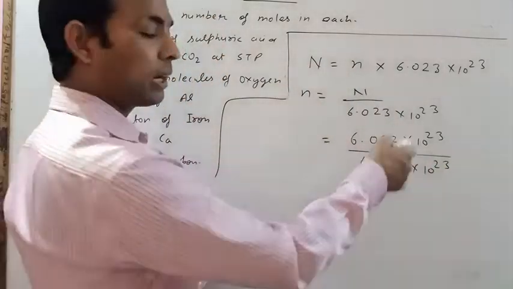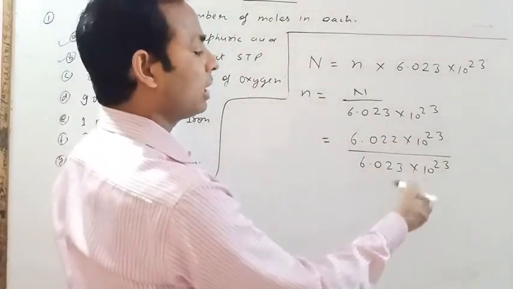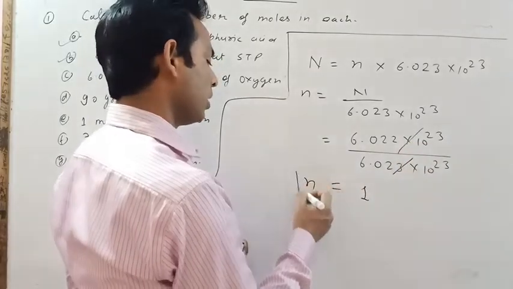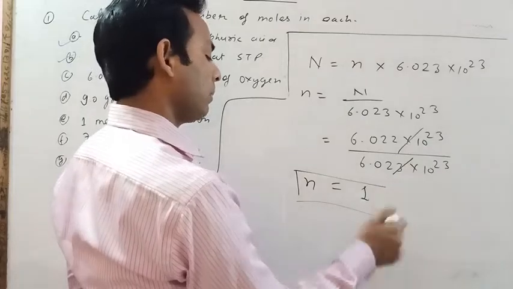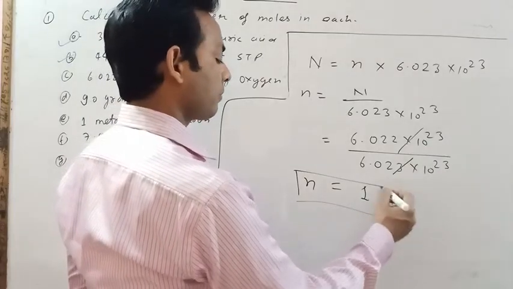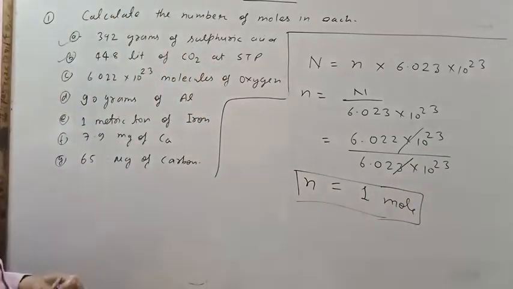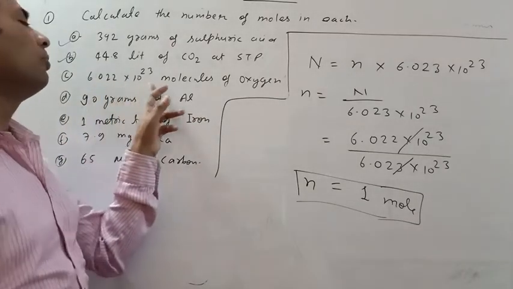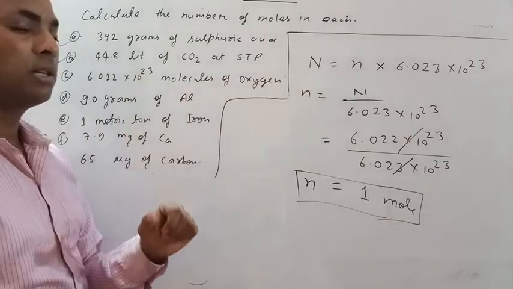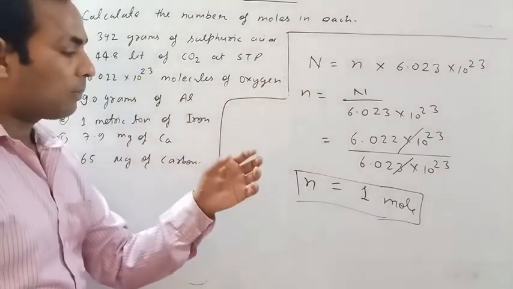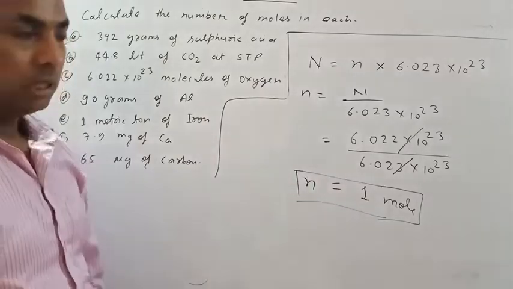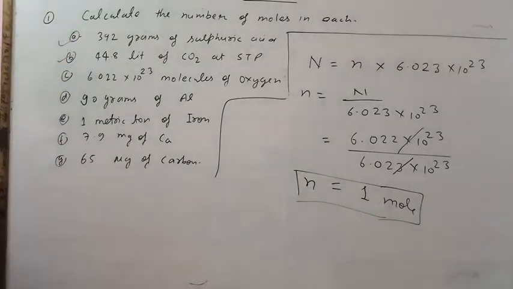So both values are nearly equal, so both values will cancel, nearly 1 time. So the number of moles is 1. This is your answer. We can say, if I take 6.022 into 10 to the power 23 molecules of oxygen, then the total number of moles of oxygen equals 1 mole. So this is your answer. Okay, please take a screenshot.